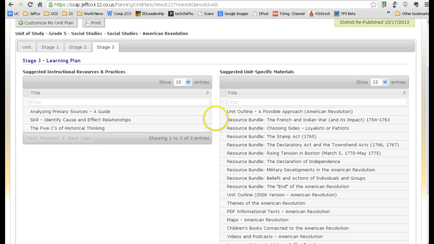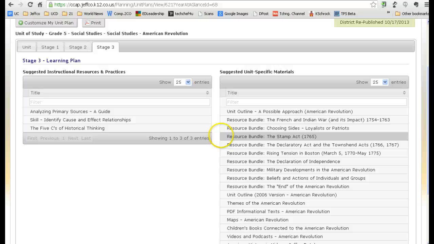And they're organized chronologically. So when you look at the beginning of the unit, this first resource bundle is about the French and Indian War and its impact. Notice the date at the end as well, so that helps you to see some chronology. Very early on in the American Revolution, there was this notion that people were choosing sides, loyalists or patriots, or many of our citizens were fence sitters, sort of in the middle.